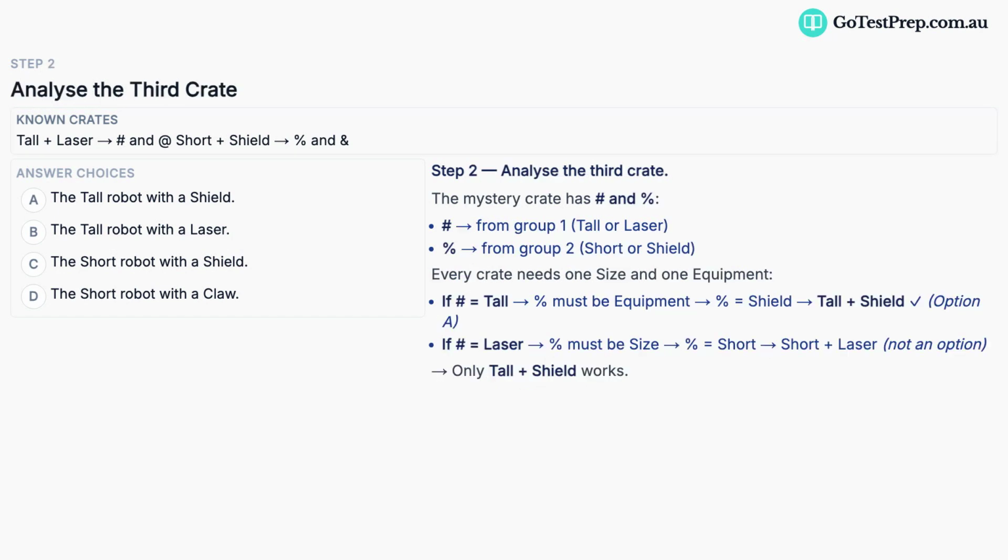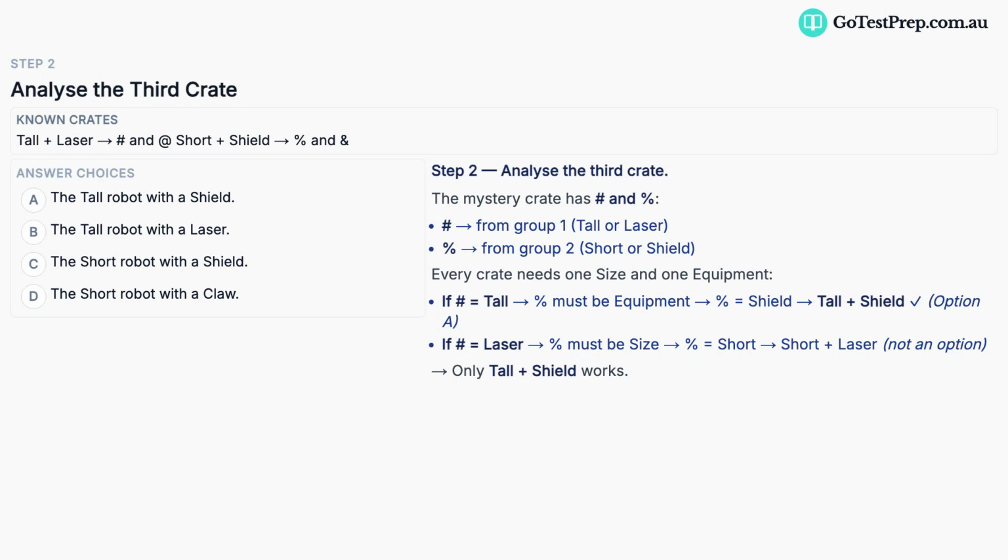Right, step 2, analyse the third crate. Look at the third crate. It has hash and %. Hash comes from group 1, so it is either tall or laser. % comes from group 2, so it is either short or shield. Every crate must have exactly 1 size symbol and 1 equipment symbol.